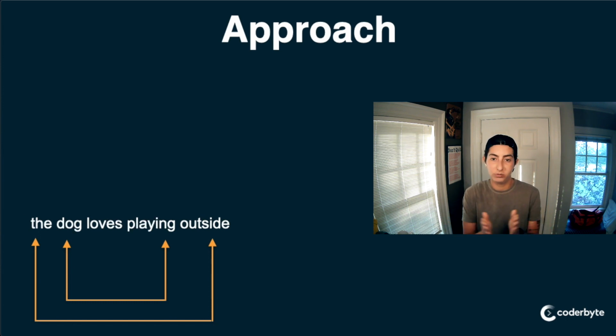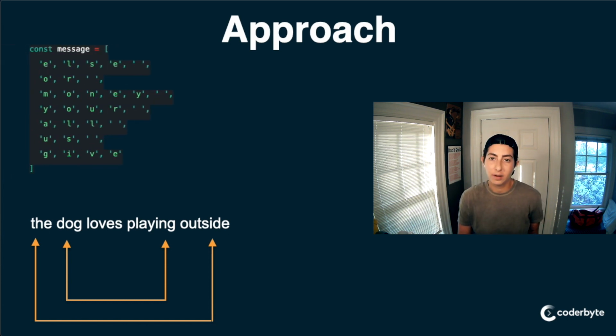So then finally we're in the middle. You can imagine that we have some sort of left pointer and right pointer, or left index and right index, and we're just swapping things while the left index is still less than the right index. Until that condition is no longer met, keep swapping things. So that's pretty easy. We have "the dog loves playing outside". So let's look at our message again here. This is the ransomware note.